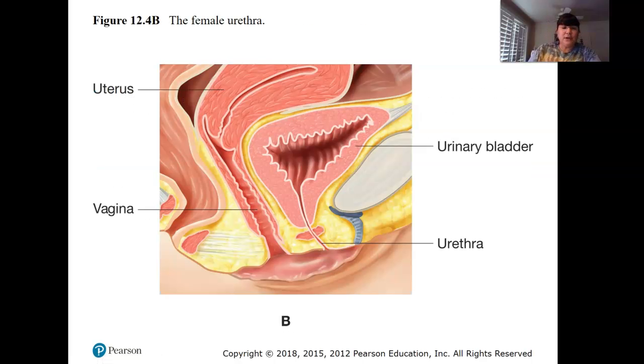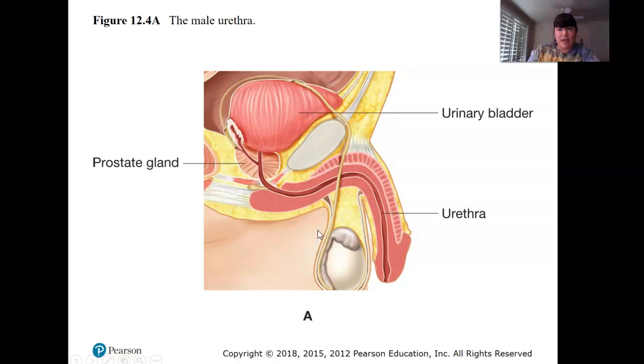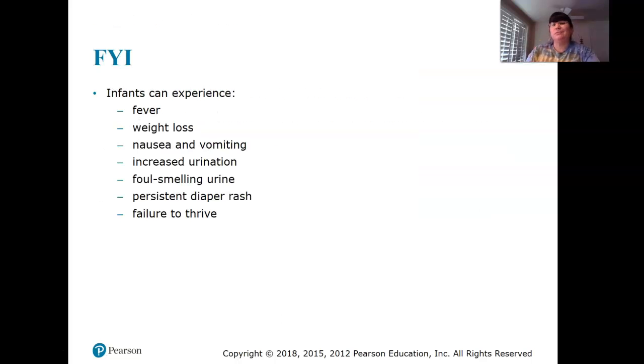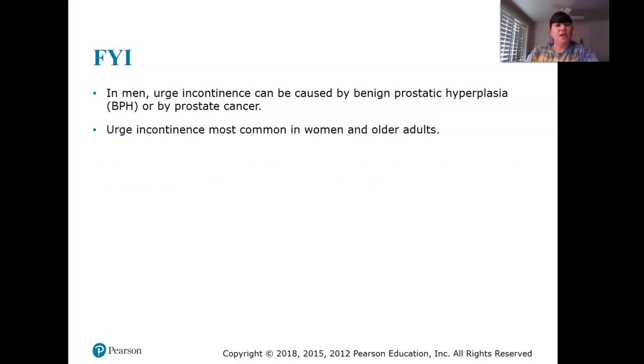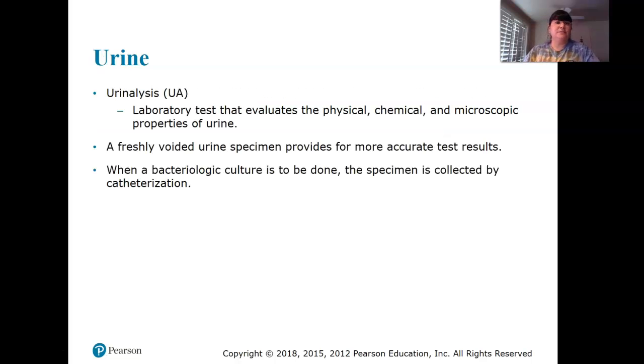If we look, there's a muscle around the urethra. That doesn't show it, but there's a muscle around the urethra, and the muscle is always contracted. When you urinate, the muscle relaxes, and that allows urine out. As we get older, people can lose control of that. In men, incontinence may be caused by benign prostatic hyperplasia or by prostate cancer. So again, prostate issues are very common. Urge incontinence is most common in women, like having to urinate urgently.